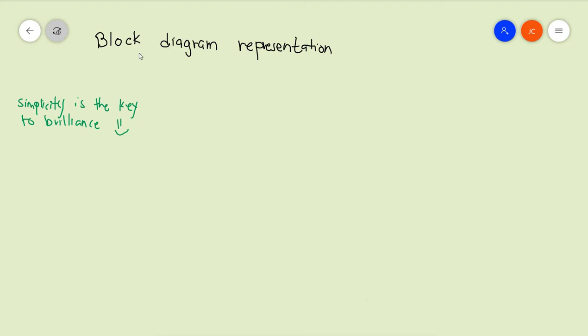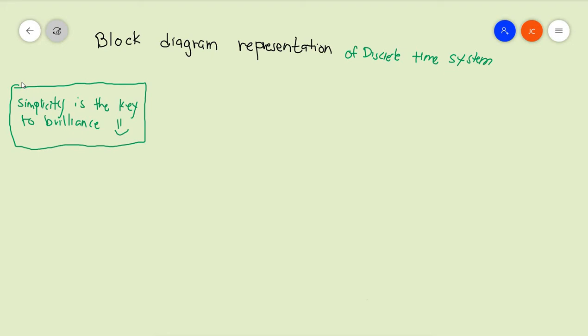Hi there. Today we're going to discuss the block diagram representation of discrete time systems. That's our topic today. Before we begin, I'm going to emphasize this quote: simplicity is the key to brilliance. This quote has a relevance to our topic for today.